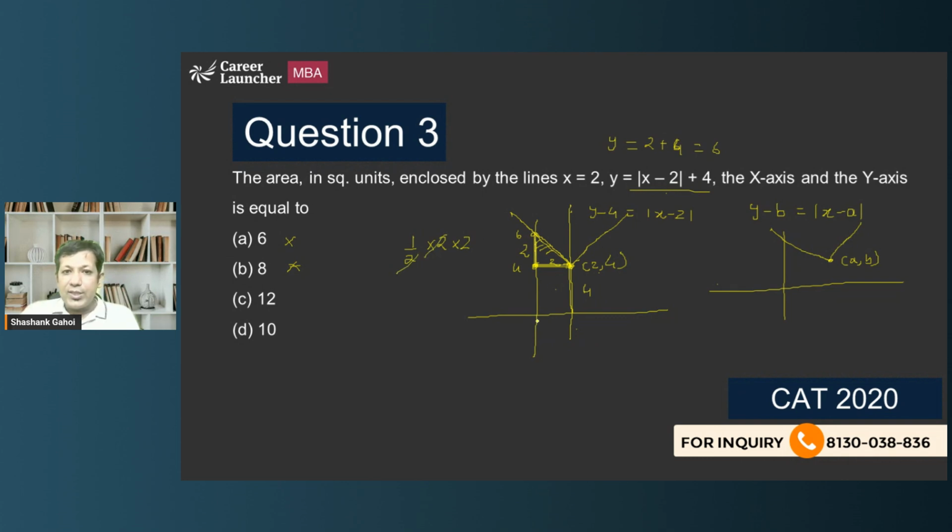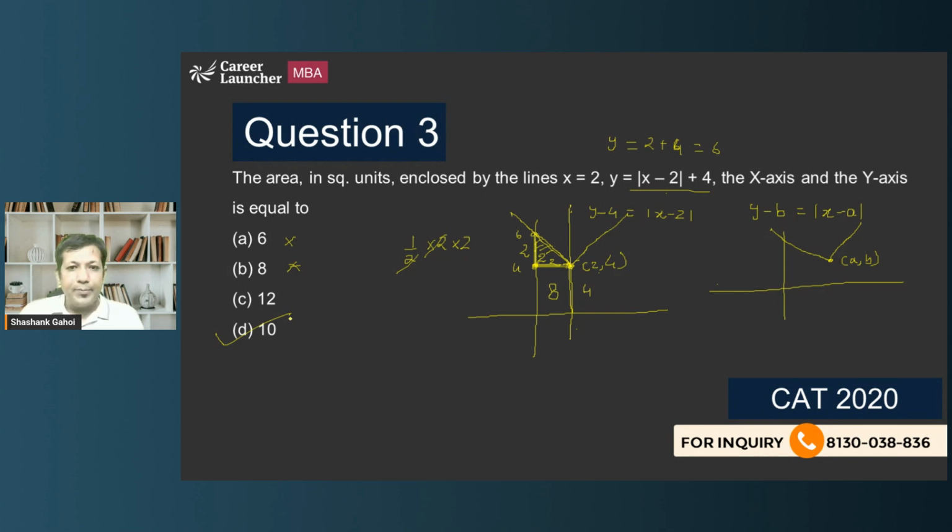So area of this rectangle is 8. Area of this is 2. So overall area comes out to be 10, and that's option D. So my answer to this question is going to be option D, and that's the approach we are going to take to solve this question.